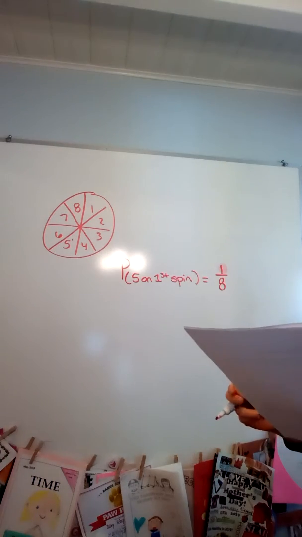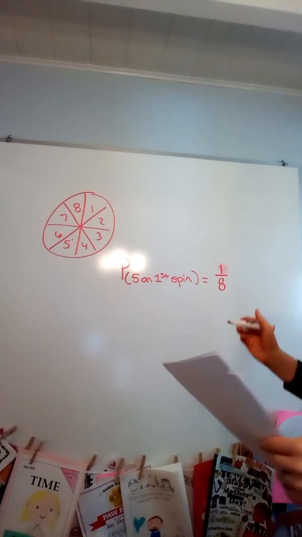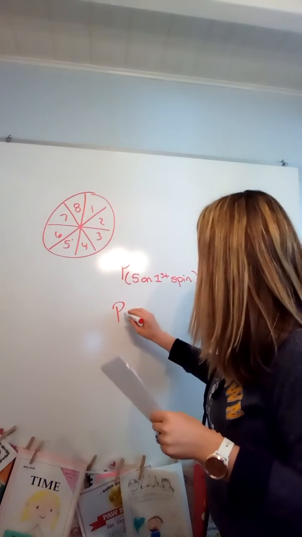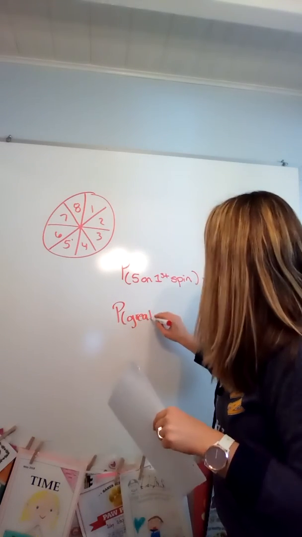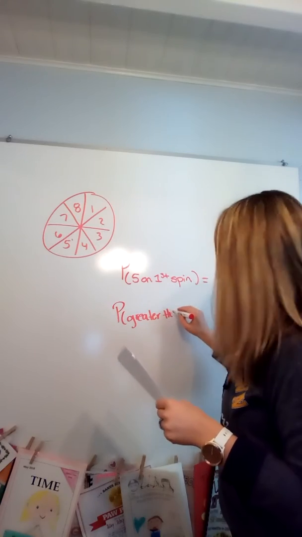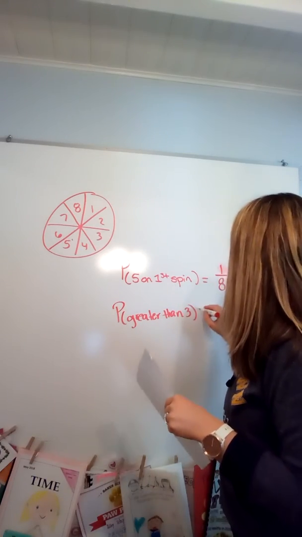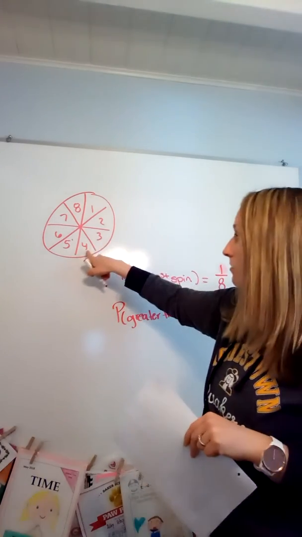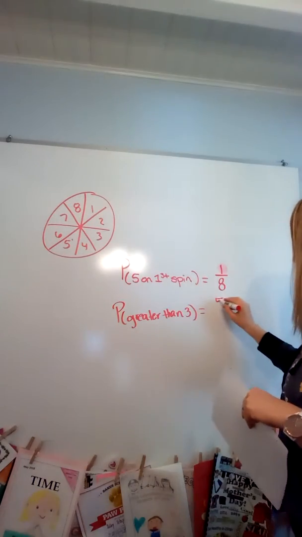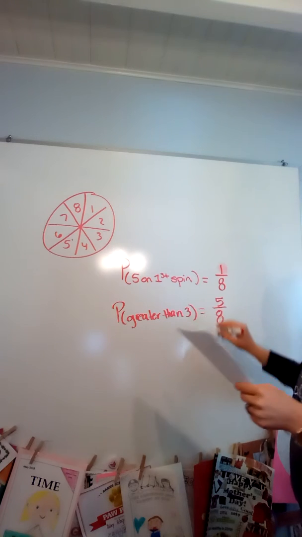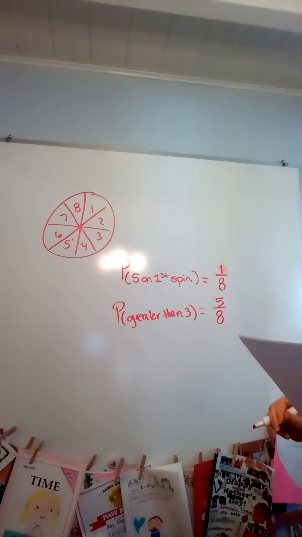And then it says, what's the probability of getting a number greater than 3 for your second spin? So the probability of greater than 3. Well, how many spots are greater than 3? 1, 2, 3, 4, 5 out of 8. Maybe that's why I was thinking 5 out of 8 for a second. All right, 5 out of 8.